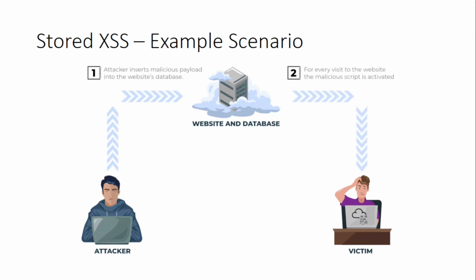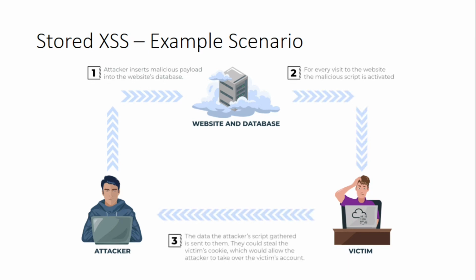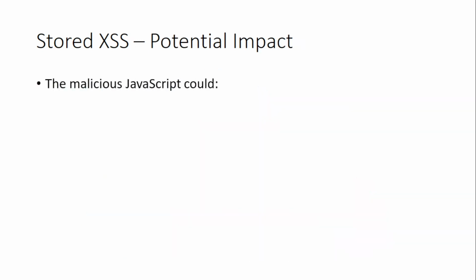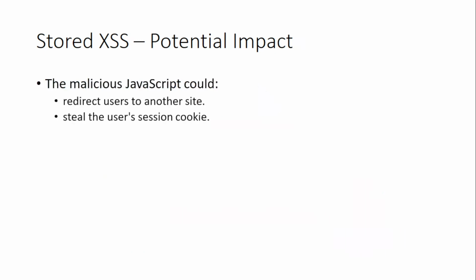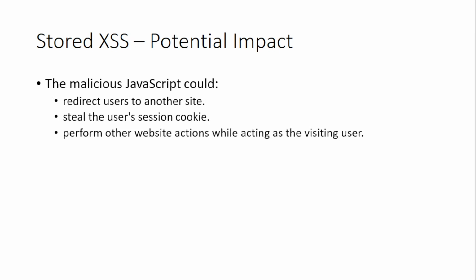For every visit to the website, the malicious script is activated, and then the data the attacker's script gathered is sent to them. They could steal the victim's cookie, which would allow the attacker to take over the victim's account. So the malicious JavaScript could redirect users to another site, or steal the user's session cookie, or perform other website actions while acting as the visiting user.